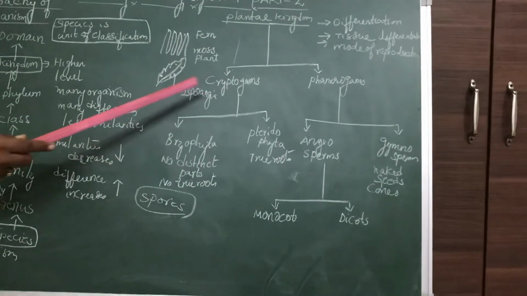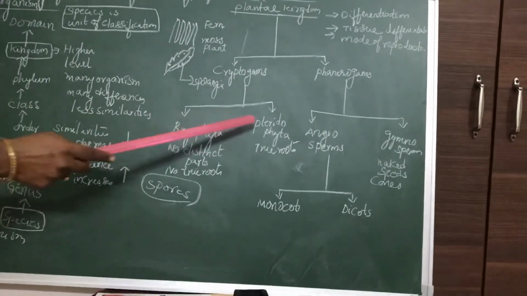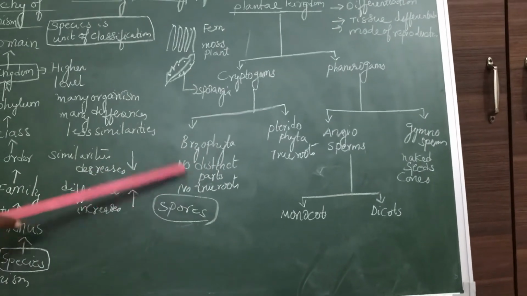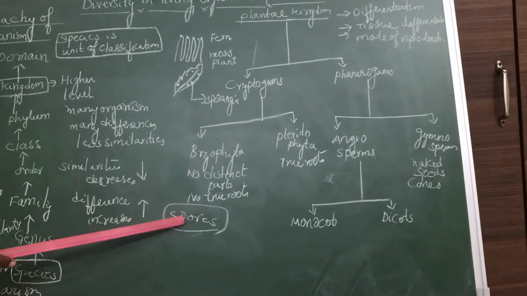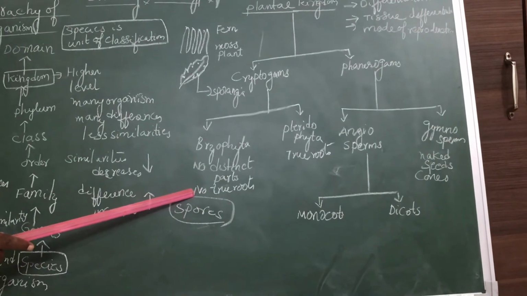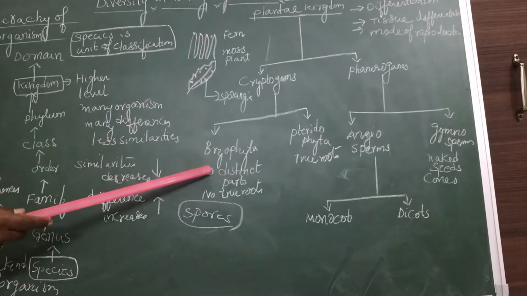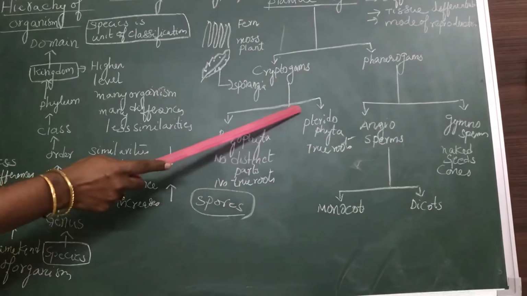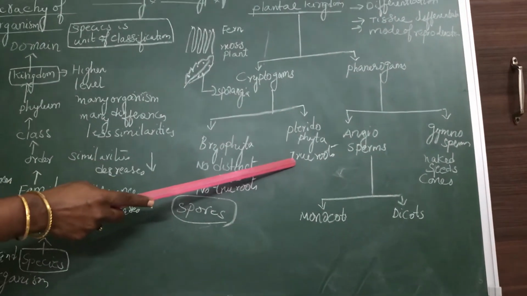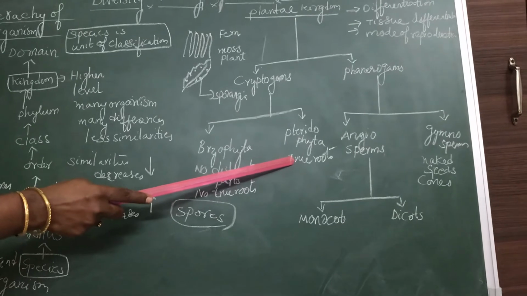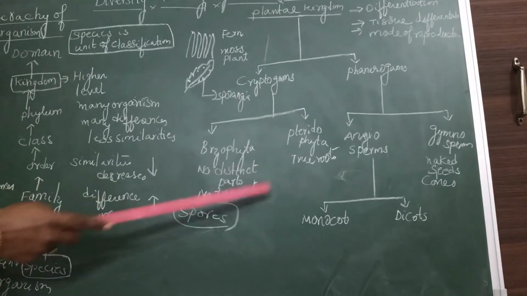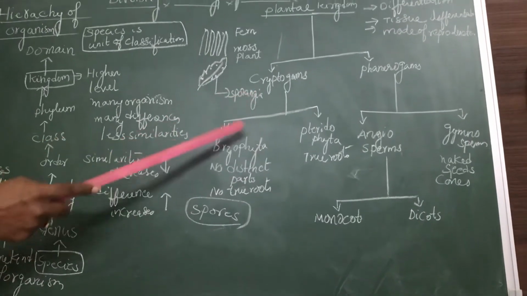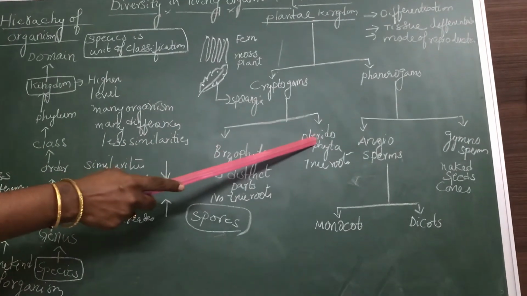These cryptogams are further divided into bryophyta and pteridophyta. Bryophyta also do not have any distinct parts, and they do not produce flowers. They reproduce through spores, and they do not have any true root system. Moss comes under bryophyta. Now going to the pteridophyta. Pteridophyta have certain true roots and they have some leaves, and they also reproduce through spores or sporangia. Fern comes under pteridophyta.